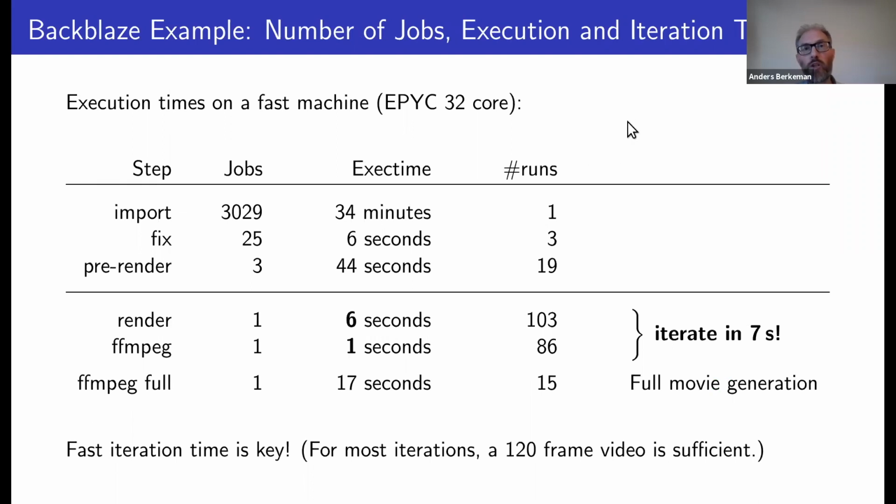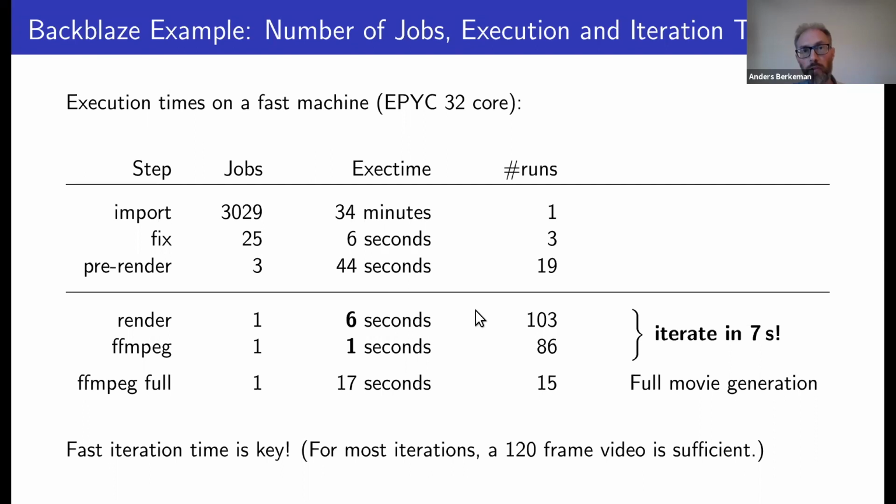This table shows the execution times for the different parts of the project. It also shows how many iterations we did to complete the movie. Importing takes most of the time, more than half an hour, and it creates approximately 3,000 jobs. And this is run only once. Amending the dataset takes a few iterations to get right, but it takes only 6 seconds per iteration. Then we need to collect the data to render, and we do this using 3 different jobs that executes in 44 seconds. And it took 19 attempts to get that one right.